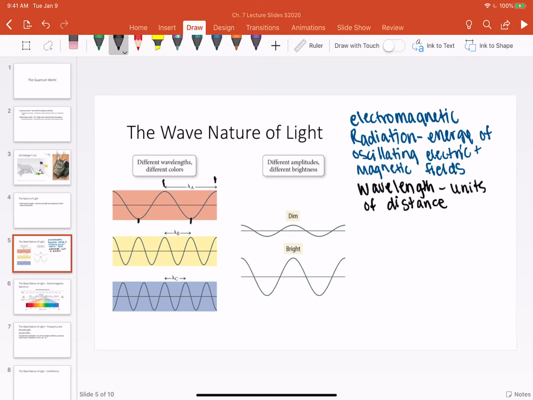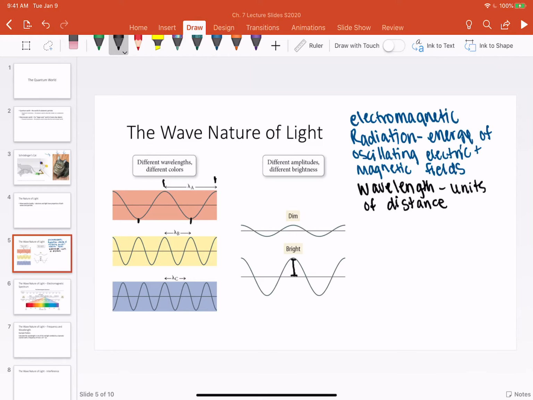Another property that waves have is amplitude. And amplitude is what we visually could see as the height of the wave, at least if we are using this representation. So that would be the amplitude of this wave right here. And the amplitude determines brightness, how bright that light is.